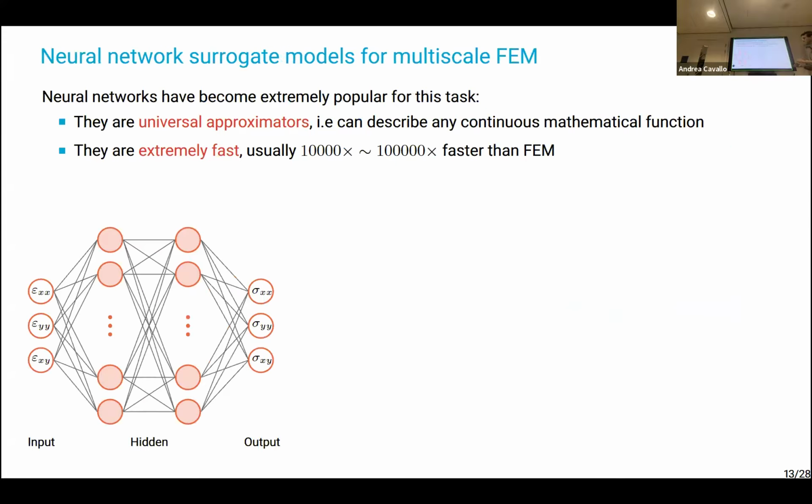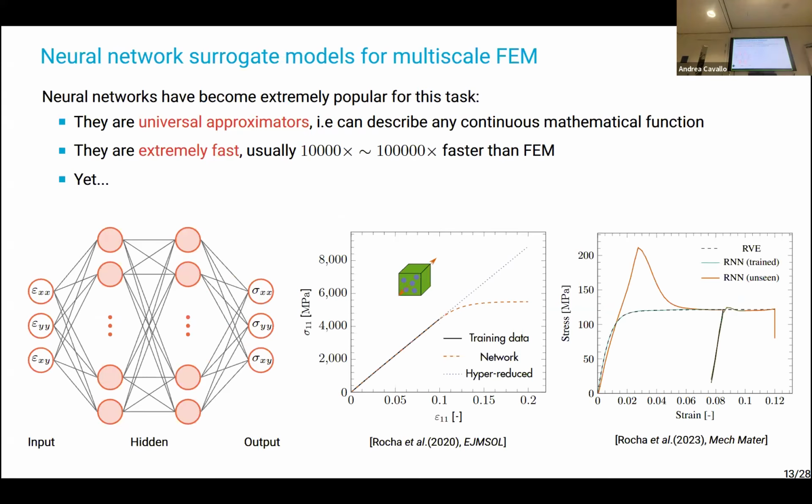And a lot of people have been doing this for many years. Mapping these epsilon, these strains, to these stresses with neural nets, they are very fast. But of course, I don't need to tell you guys that these networks are terrible at extrapolation, right?